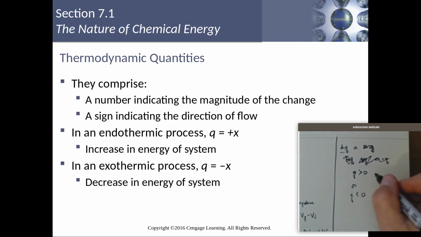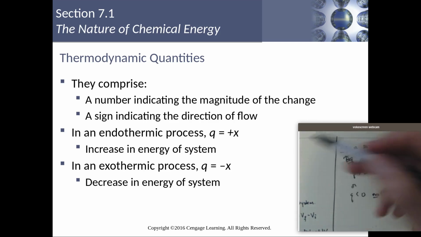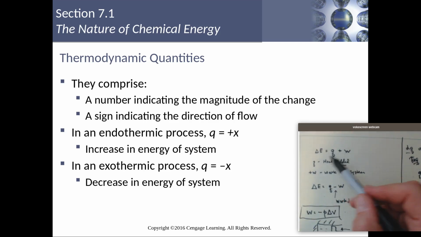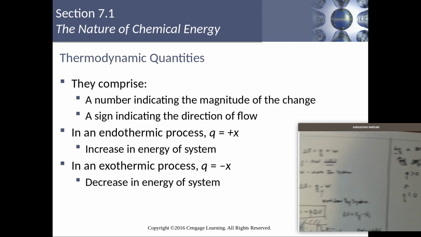If Q is greater than 0, this is an endothermic process. Heat has been added to the system, its energy is increased, and heat is flowing into the system. Positive means heat is flowing into the system. Q negative is exothermic. I've decreased the energy of the system. Endothermic, I've added energy, positive value of Q. Exothermic, negative value of Q. It all works out the same way. Again, we always look at whether I added or removed energy from the system in the form of work or heat.